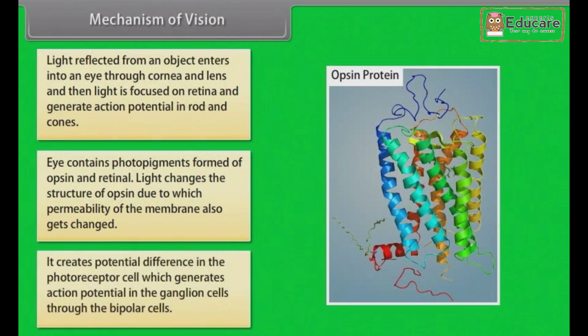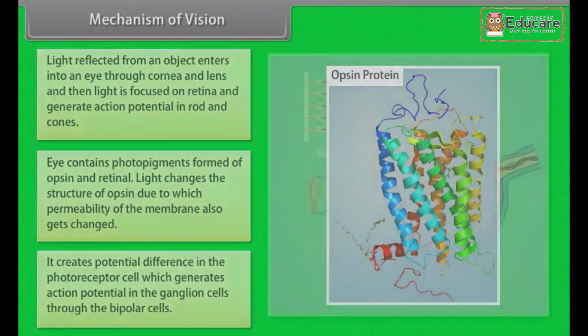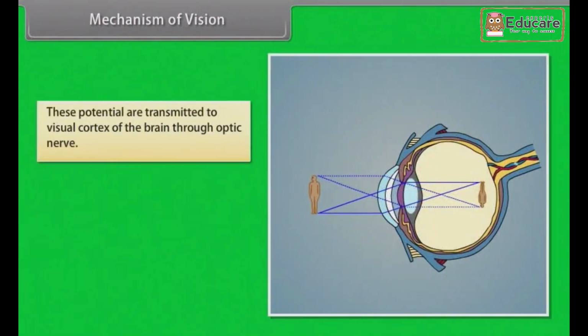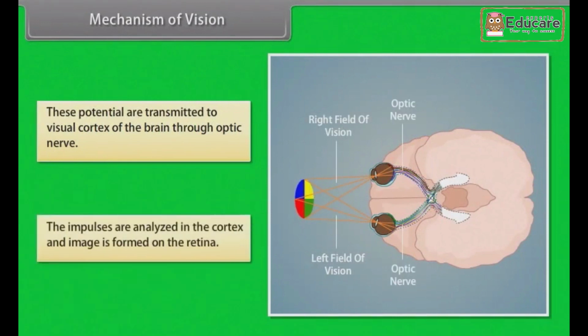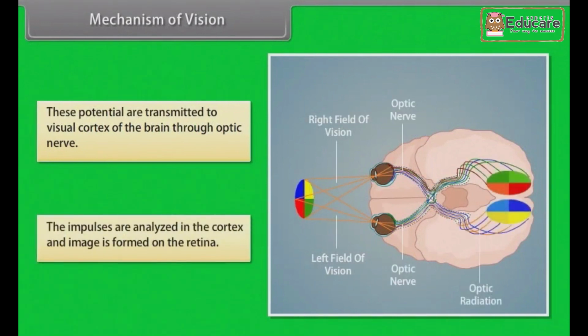It creates a potential difference in the photoreceptor cell, which generates action potential in the ganglion cells through the bipolar cells. These potentials are transmitted to the visual cortex of the brain through the optic nerve. The impulses are analyzed in the cortex and the image is formed on the retina.